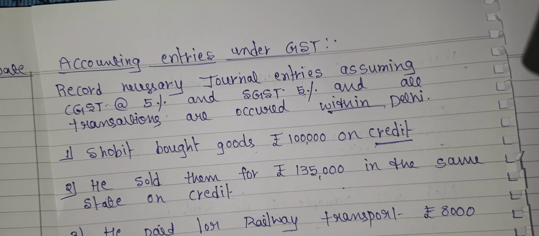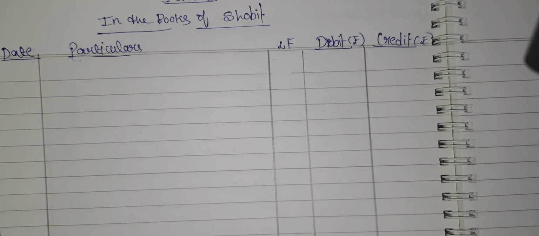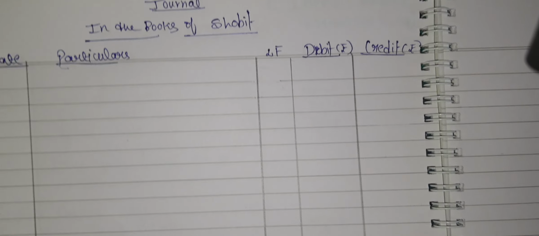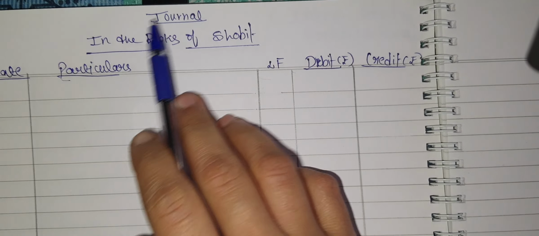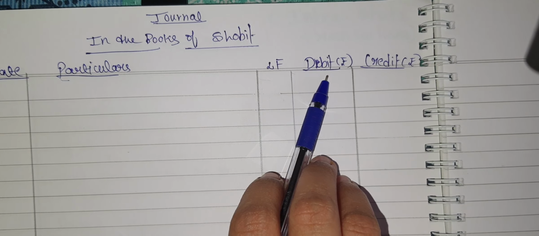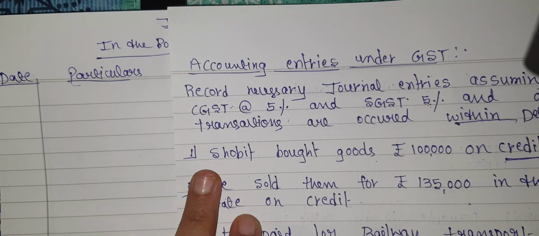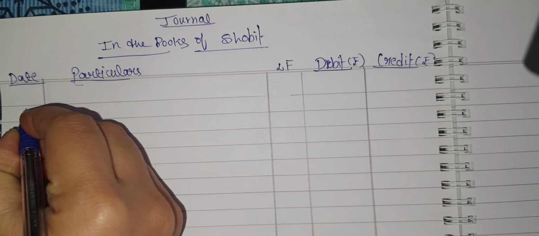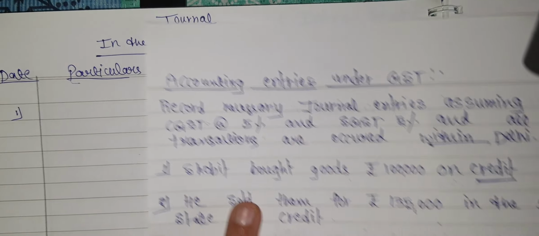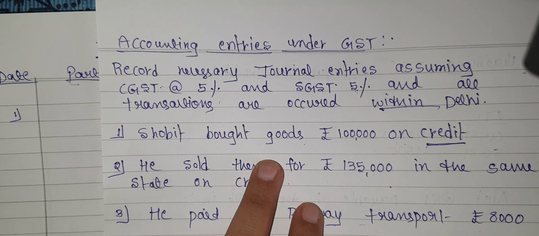Now we will solve the problem. Okay, so this is the format of journal. See here, journal in the books of Shobit: date, particulars, ledger folio, debit amount and credit amount. See, in the question they have not given the date, so we will just put the numbers. Okay, so the first one is related to purchase, means Shobit bought goods rupees 1 lakh on credit.